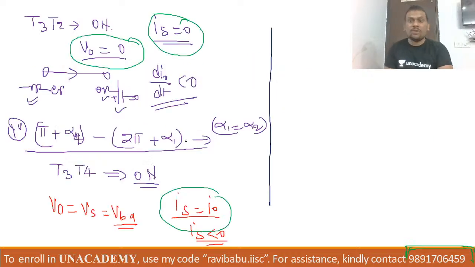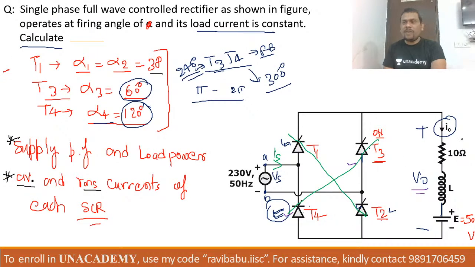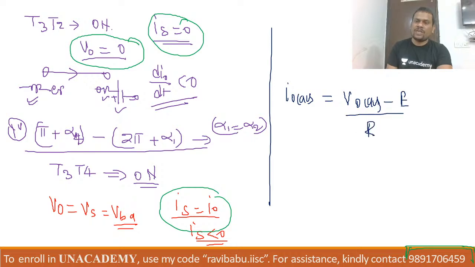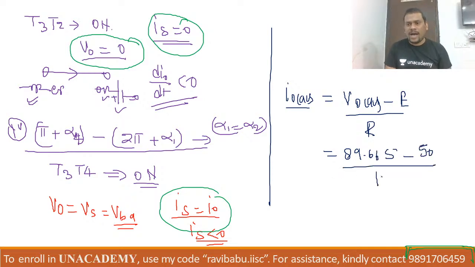Now everyone listen to me carefully again. What is the type of load? Type of load is RL and E. Now when I naught is constant, yesterday I told you, average current I naught average is equal to V naught average minus E by R. What is the V naught average? According to Jitendra, I am writing 89.665 minus 50, the value of the battery, and R is 10.